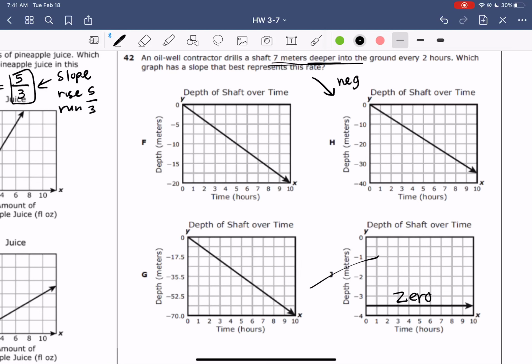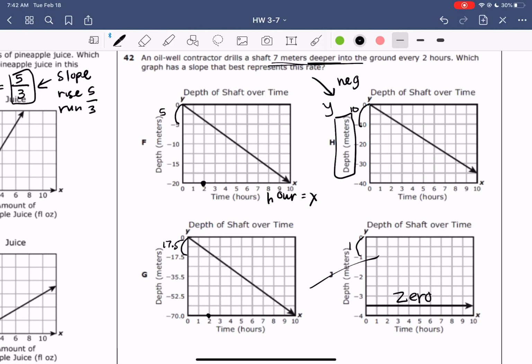So this one's a little simpler than the other one. We have our time, we have our hours on the X, and then we have our depth on the Y. So you can go through and find at 2 hours, which one is at 7 meters. So the intervals on these, like this is going by 5s, this is going by 10s, and this is going by 17.5. And this one's going by 1s. So you're going to want to go where 2 hours.